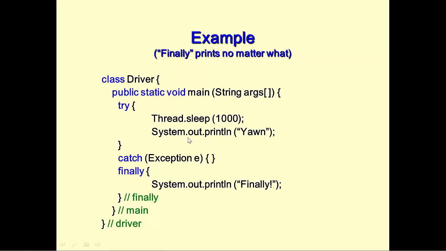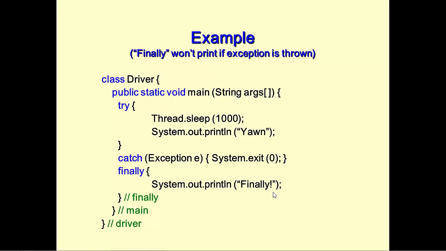You can see that we have a try block here. We have any number of catch blocks down here, and then we typically put the finally block at the bottom after the catch blocks. Now in this case, whether an exception is thrown or not, the finally is going to print no matter what. Now here's a different example.